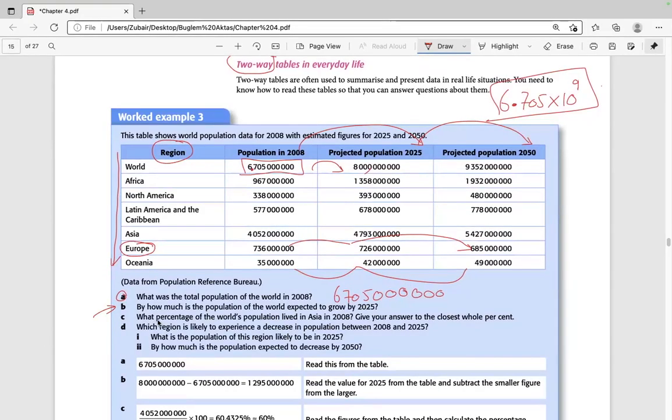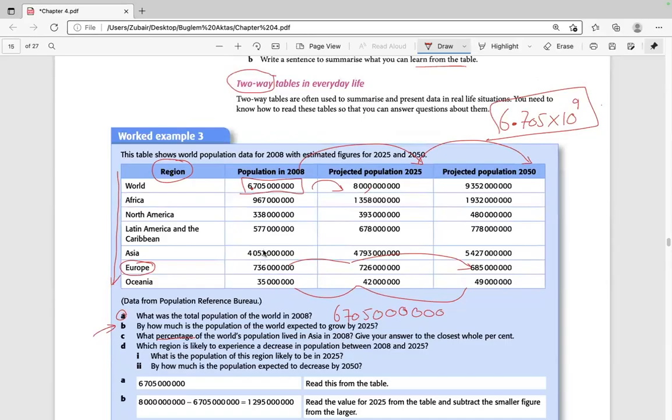C part says, what percent of the world's population lived in Asia in 2008? So if we look at Asia, I'm looking at this digit 4052 because there are all 6 zeros. And when I look at the world's population, there are again 6 zeros. So we can use only these first 4 digits to find our answer: 4052 by 6705 times 100. Does it make sense if we ignore the 6 zeros in both of them? Yes. It's like simplifying them basically.